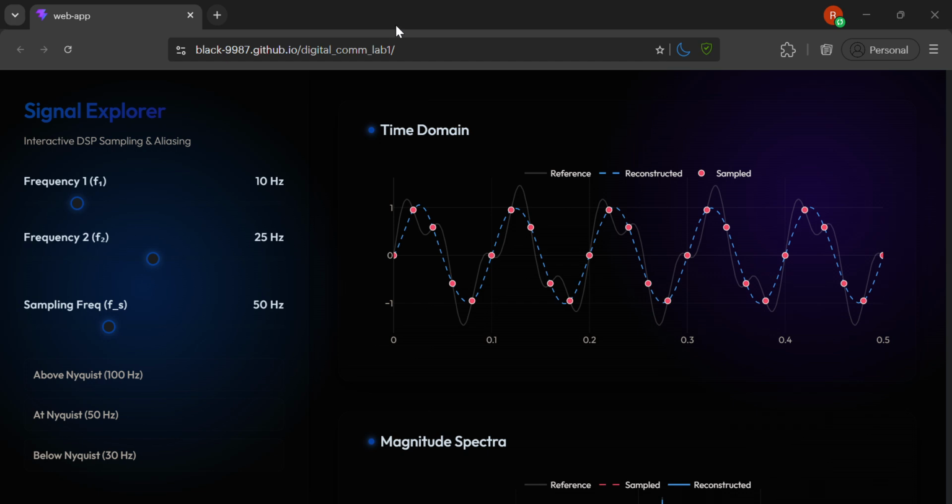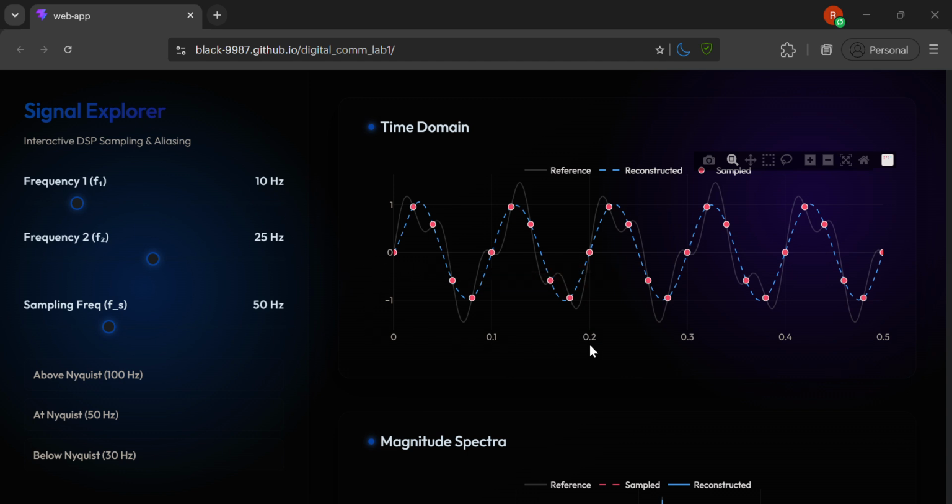Good morning, sir. I'm Rahul Ghosh, EC third year, and I have made this tool for an experiment of digital communication. In this experiment, I have created an interactive tool called Signal Explorer to demonstrate sampling, aliasing, and reconstruction of a signal. The purpose of this tool is to make the effect of changing the sampling frequency easy to understand visually.